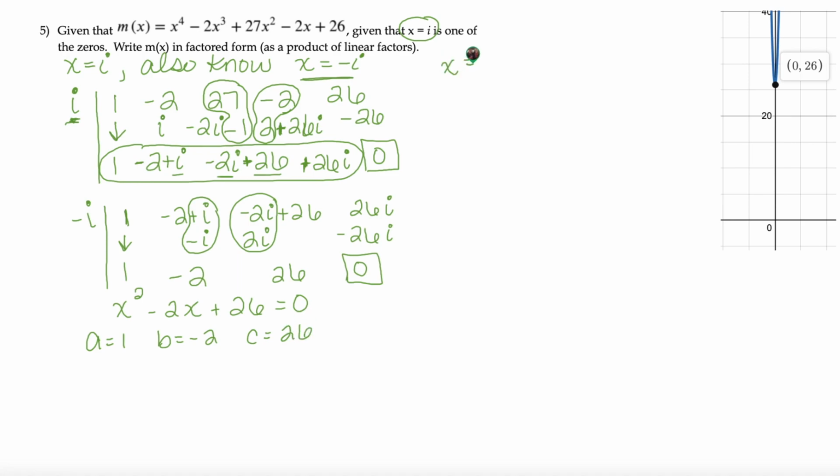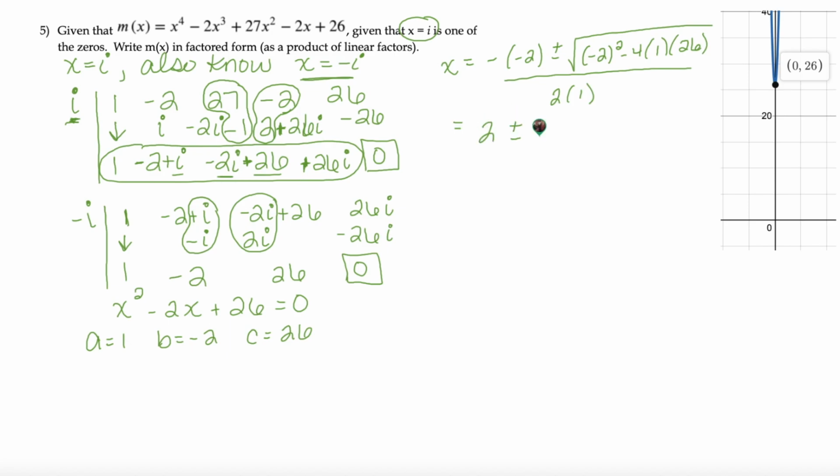x is equal to the opposite of B plus or minus the square root of B squared minus 4 times our A value times our C value, all over 2 times our A value. So 2 plus or minus the square root of 4 minus 104 when we multiply, all over 2. This is going to turn out pretty nice. So 2 plus or minus the square root of negative 100 over 2.